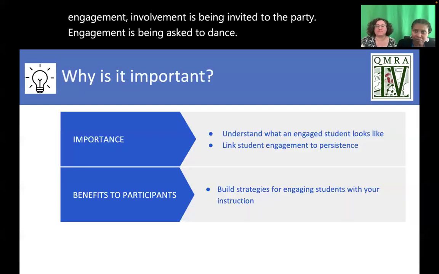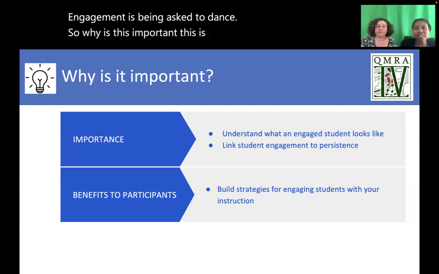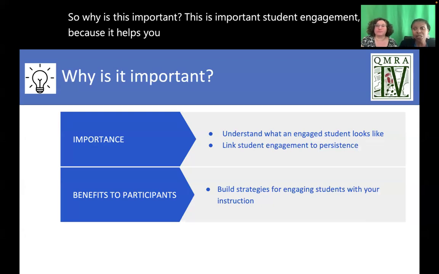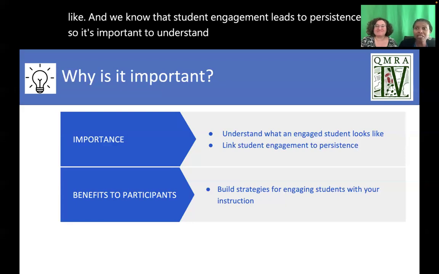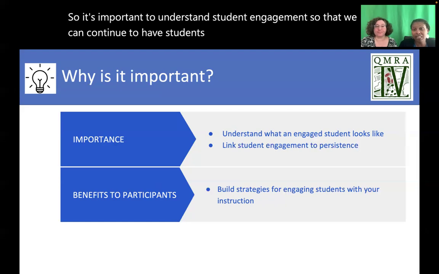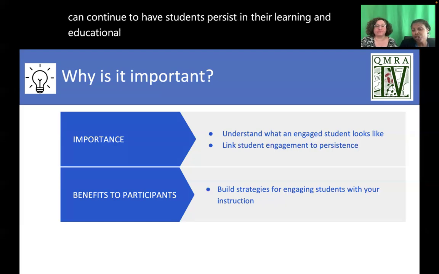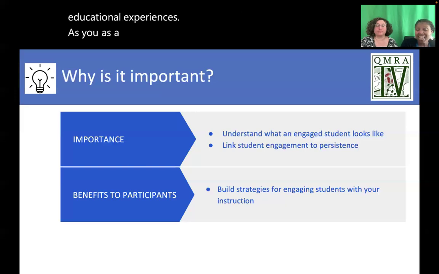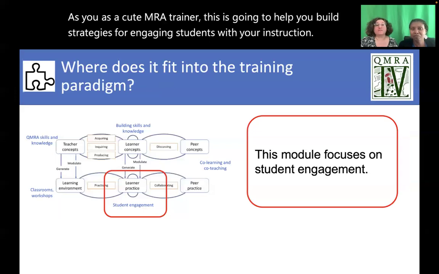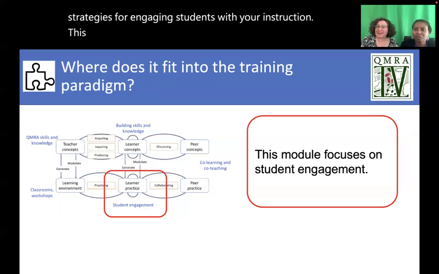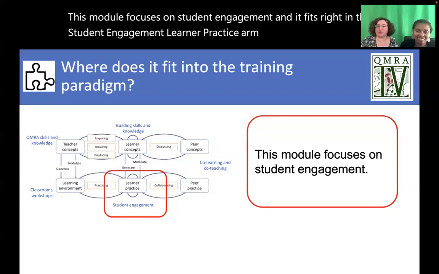So why is this important? Student engagement is important because it helps you understand what an engaged student looks like. And we know that student engagement leads to persistence. So it's important to understand student engagement so that we can continue to have students persist in their learning and educational experiences. As a QMRA trainer, this is going to help you build strategies for engaging students with your instruction. This module focuses on student engagement, and it fits right in the student engagement learner practice arm of the training theory.